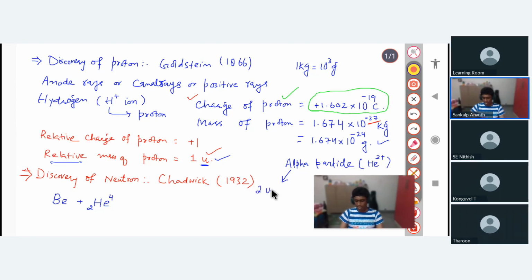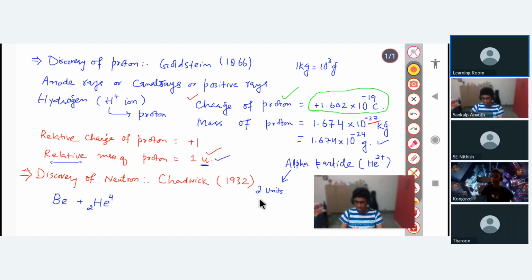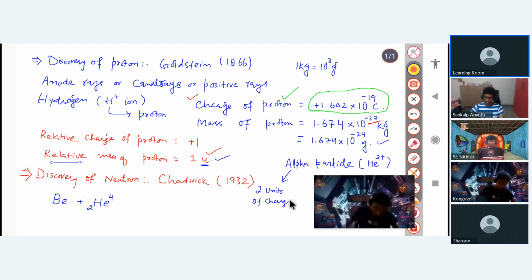Sir, but helium is a noble gas, right? Its valency is zero. Exactly, it is a noble gas, but I am just talking of charge, not valency. Here it is He2 positive, so positive means it has 2 units of charge. I'm just talking of charge, not valency. Got it?